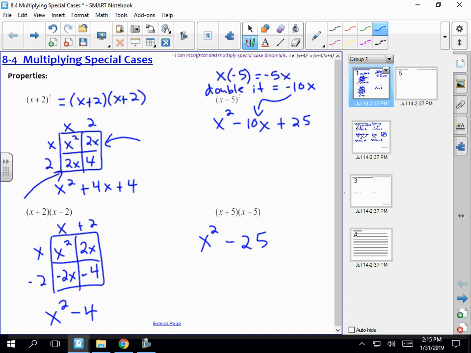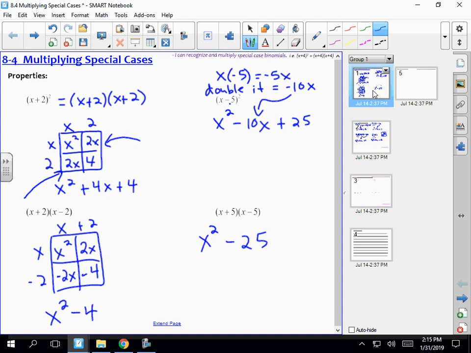Now, here's what you have to be aware of. I have pre-calculus students who would fall into this trap. It's easy to assume that these are the same. They are not. It's easy for students to say this is equal to x squared plus or minus 25, but this one has a middle term and this does not.